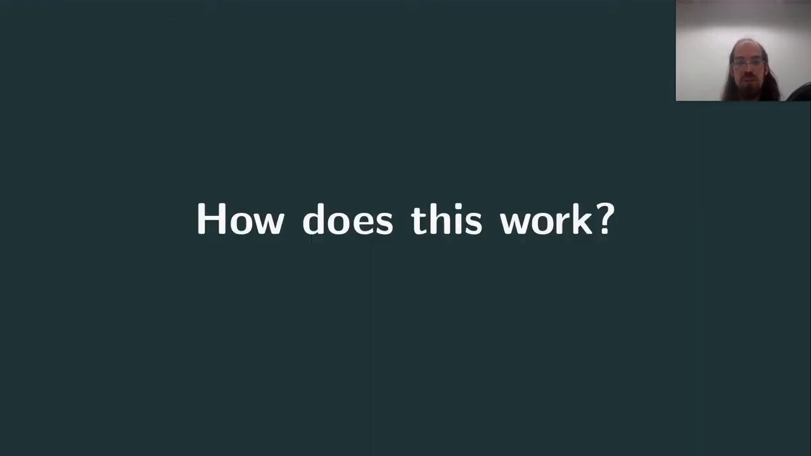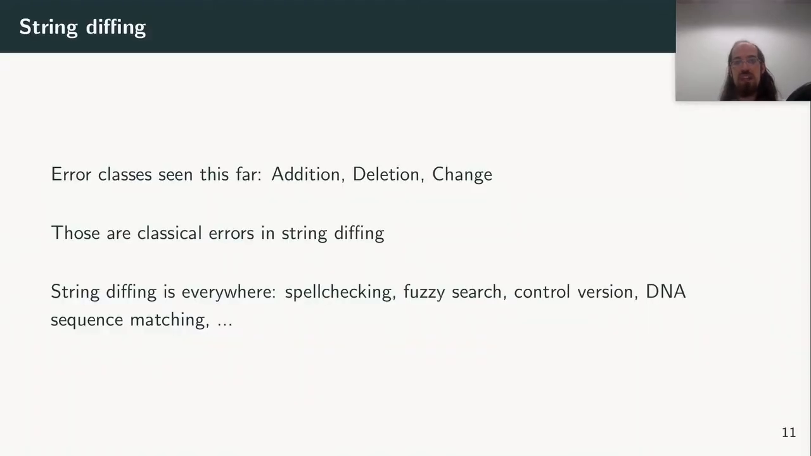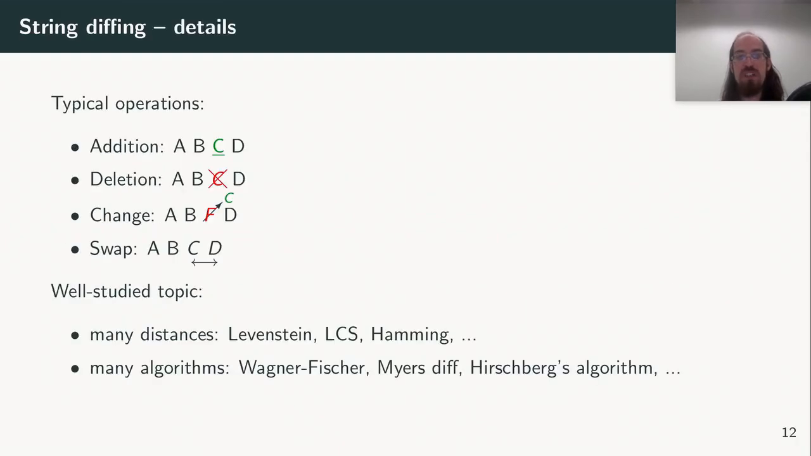So how does this work? How do we get these kinds of nice error messages? The error classes that we have seen thus far are addition, deletion, and change. Those are classical errors in string diffing. And string diffing is everywhere, from spell checking to fuzzy search or even DNA sequence matching, which means that it is a well-studied topic. Typical operations in string diffing are addition, deletion, change, and swap.